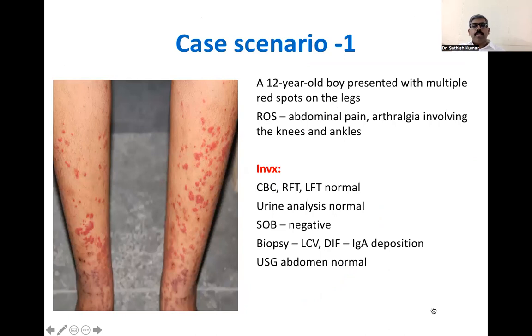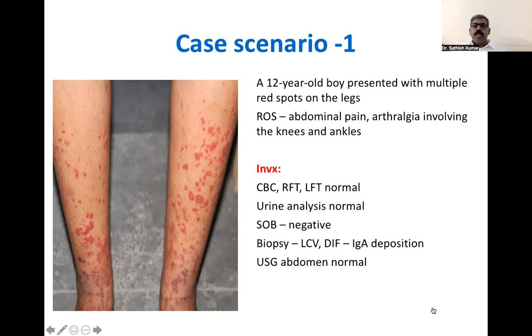So here is the first case. It's a 12-year-old boy who presents with multiple red spots on the legs. On review of systems, he has abdominal pain with no blood in stools. He has got joint pains involving knees and ankles without any swelling. His renal and liver function tests were normal. CBC was normal. Urine analysis was negative for any protein or blood. And his stool occult blood is also negative.